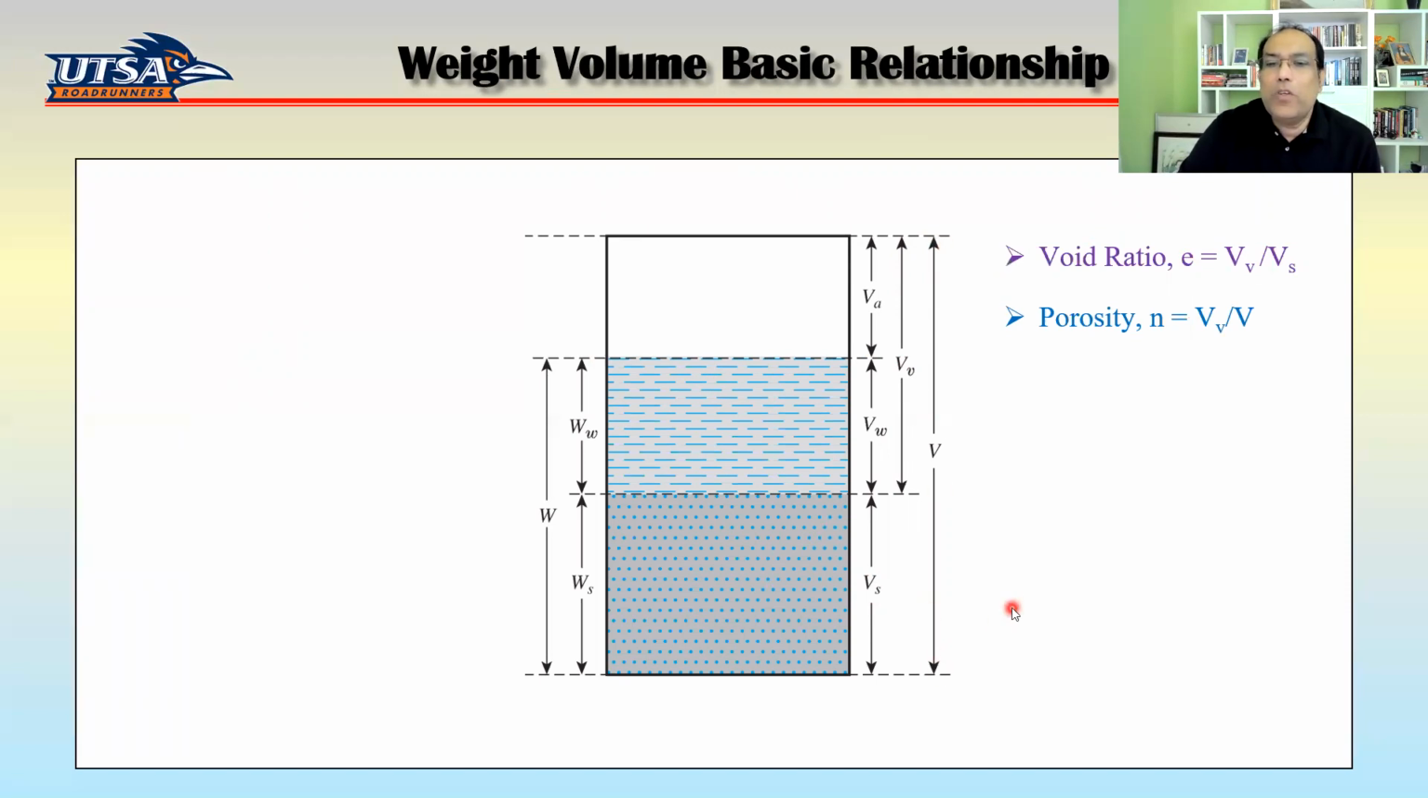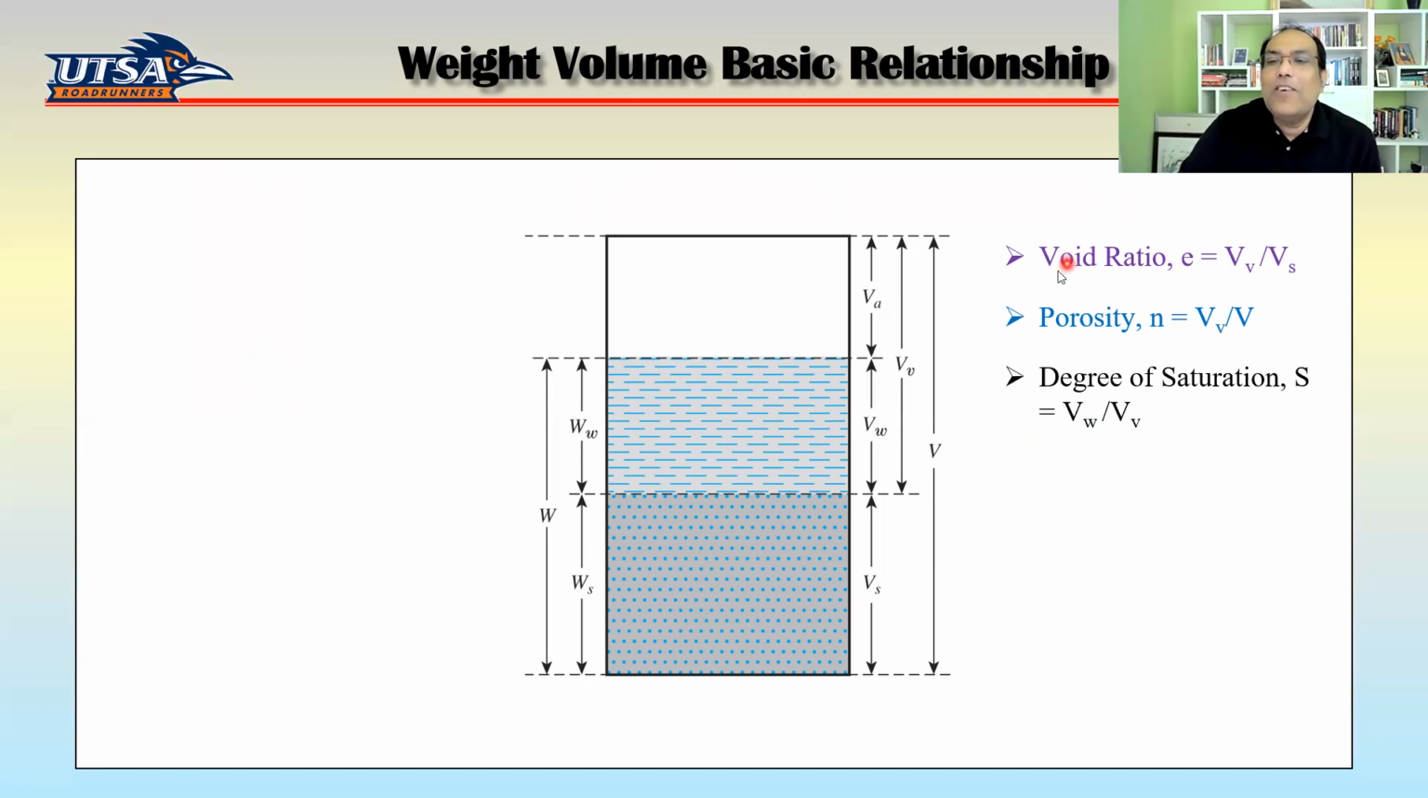Okay, that's why your porosity is always smaller than your void ratio, because V is always bigger than your Vs, right? Now, you can see this is your degree of saturation, which means how much volume of the void is filled with water. If the whole void is filled with water, then your degree of saturation will be 1. If the volume of water is 0, then basically your saturation is 0.